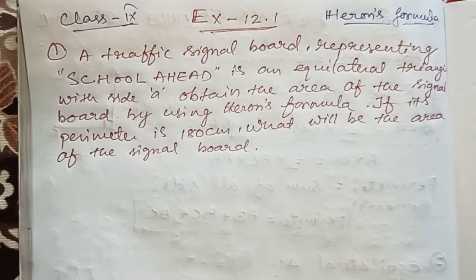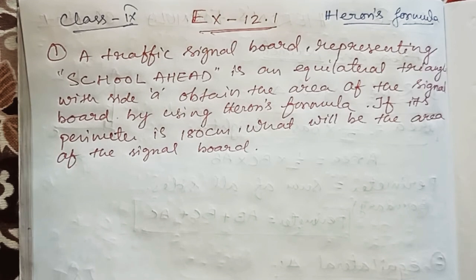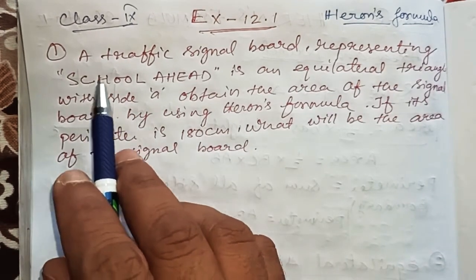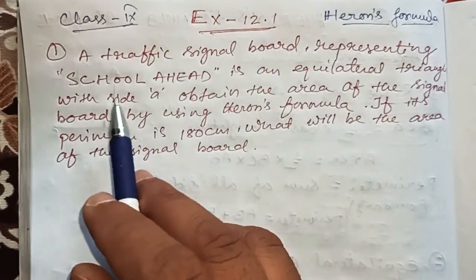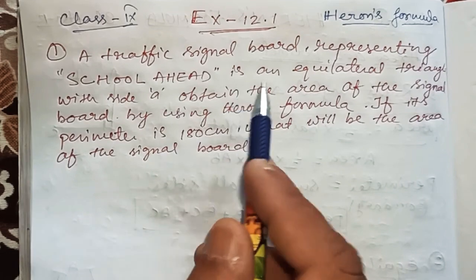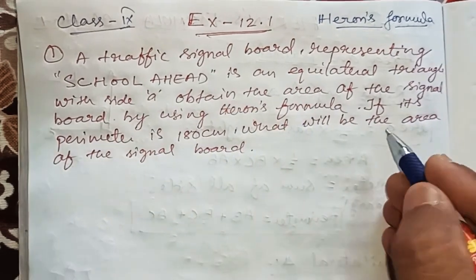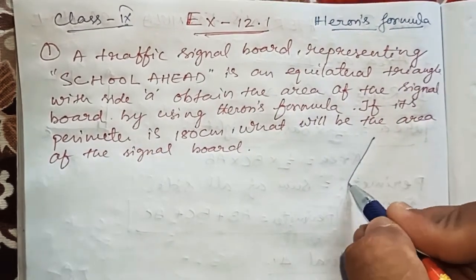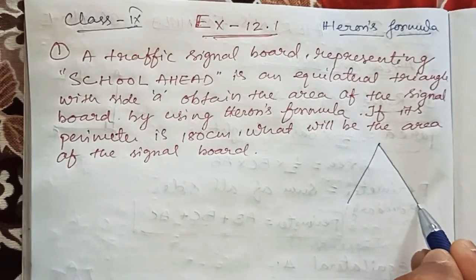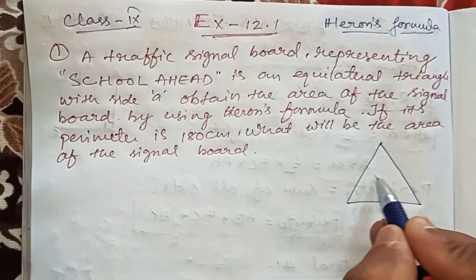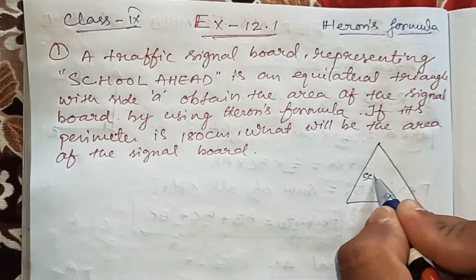So after all the basic things from the chapter that we have learned, now we will solve the questions from the exercise using Heron's formula. In the first question of the exercise, it is given that a traffic signal board representing 'school ahead' is an equilateral triangle. There is a signal board in this shape, an equilateral triangle, and here it is written 'school ahead'.